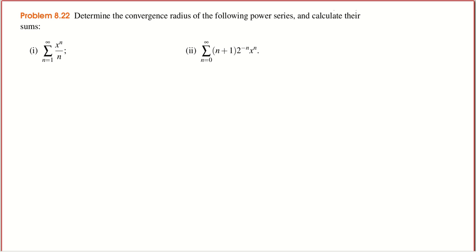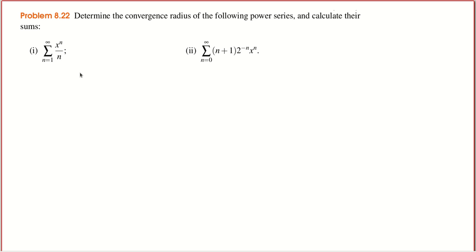Okay, in this case, what we have to do is determine the convergence radius of these two power series, and then calculate the sum. Actually, we're going to do both at the same time. We're going to try to calculate the sums using some procedure, and this procedure will automatically provide us the radius of convergence.